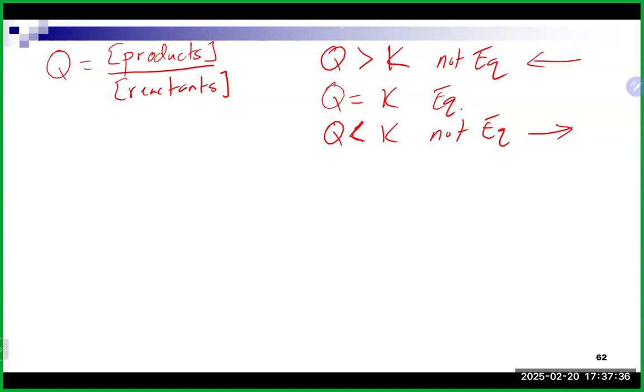Remember that because you calculate Q the same way as you calculate K, the only way you can calculate Q is if you are given pretty much everybody's concentrations, or everybody's pressures. Otherwise, you have no way to calculate Q. So where this can also come up is what we talked about towards the end, which is ICE tables and doing equilibrium calculations. If you get to an equilibrium calculation where you are given all of the values, you should calculate Q just to make sure you're not at equilibrium, which probably is the case, but also to make sure which way the reaction is proceeding so that you can do the calculation correctly.